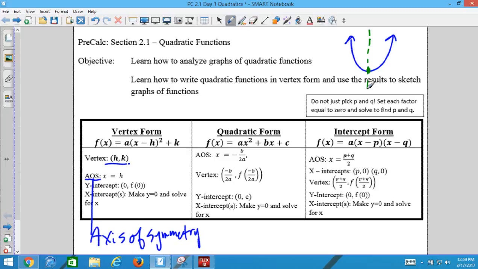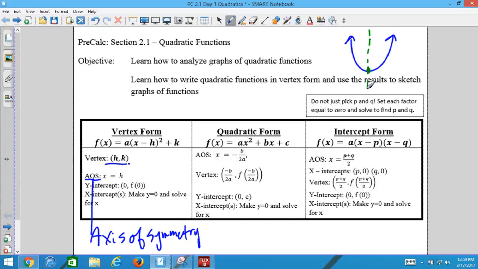And then for finding the x and y intercepts, we've gone over finding x and y intercepts, but we're not going to have that in our assignment today. So these notes are also for tomorrow's, Monday's lesson. We're just going to do graphing today, the vertex and the AOS. That's what we're going to cover today.